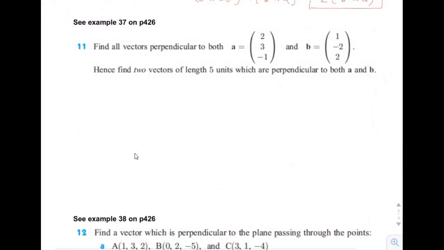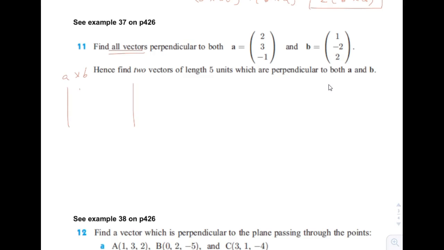Next one. Find all vectors perpendicular to both vector A and vector B. Hence, find two vectors of length 5 which are perpendicular to both A and B. Okay, so first of all, let's try to find any vector that's perpendicular to A and B. And remember, that's the definition of the cross product. The cross product is a vector that is perpendicular to both of these vectors. So the first step is to find A cross B. Okay, and then I'll show you how to find all vectors, which might sound hard, but actually it's very easy.